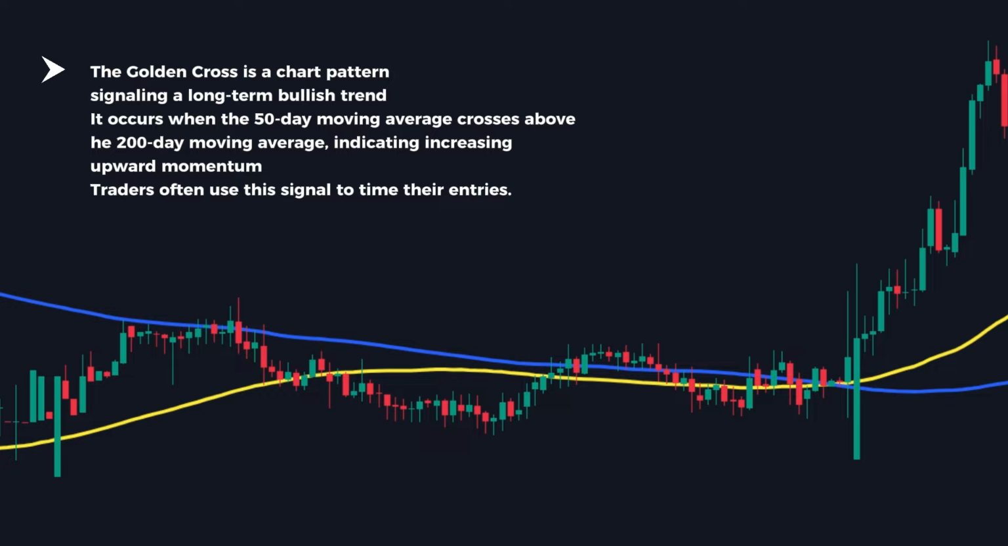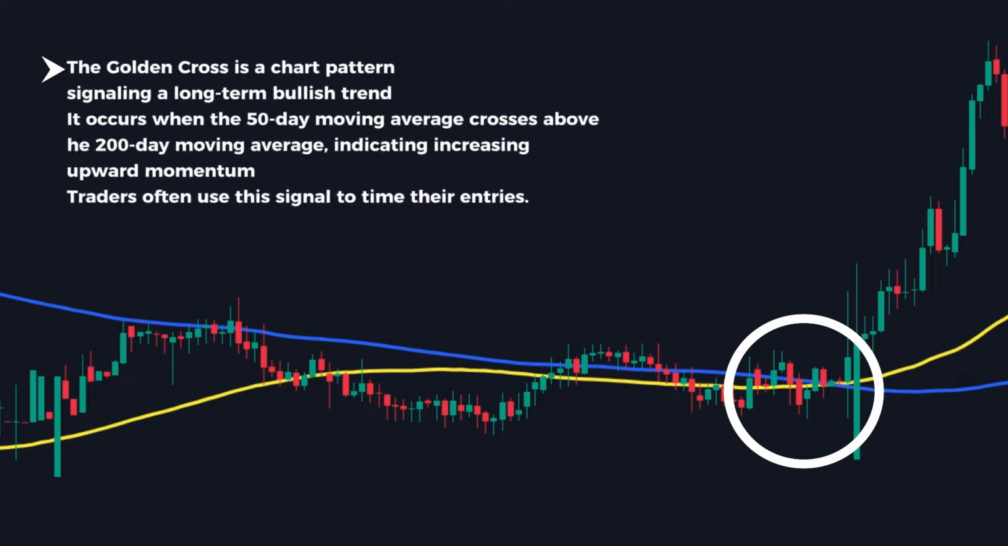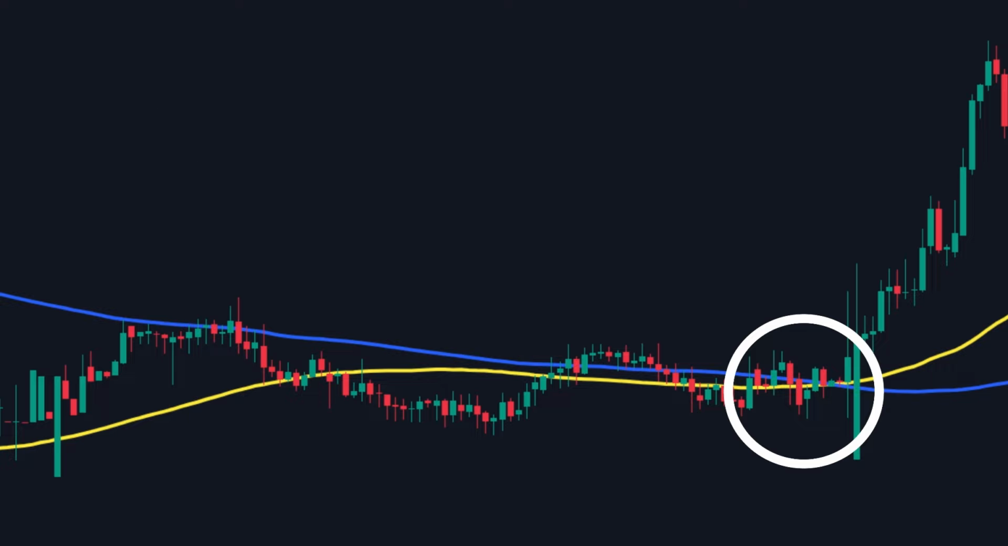So why is this important? Well, when the 50-day MA crosses above the 200-day MA, it suggests that recent price action is stronger than the long-term trend. Essentially, it's a signal that the market's short-term momentum is outpacing its longer-term movement, indicating a potential shift in market sentiment. This is especially crucial in Forex, where timing is everything.